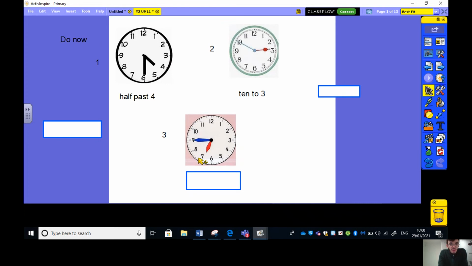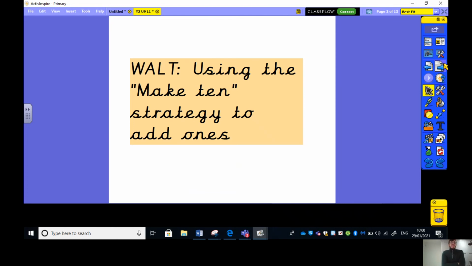Looking here, we have the minute hand pointing directly at the 9, and I know that means quarter to. And when I talk about to the hour, I choose the greater hour number. The greater hour number out of the 7 and the 6 is clearly 7. Therefore, it's quarter to 7. Really, really well done. Now, let's start our learning today. We are going to be using what we call the make 10 strategy to add ones. And that will become clear, the make 10 strategy.